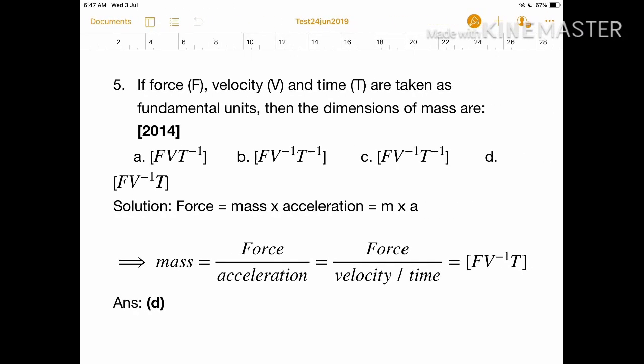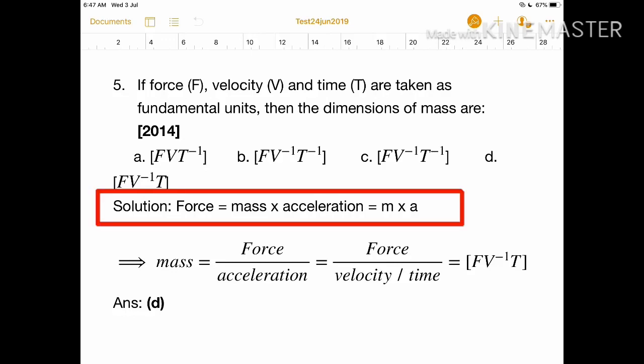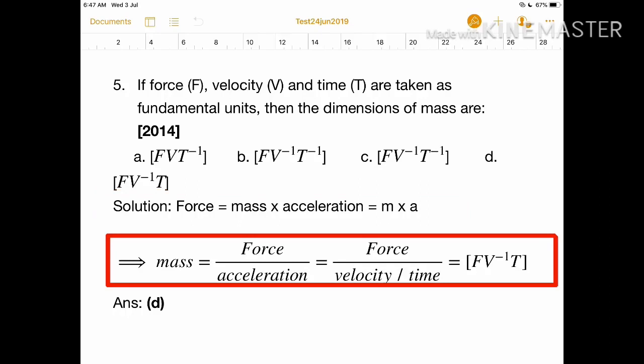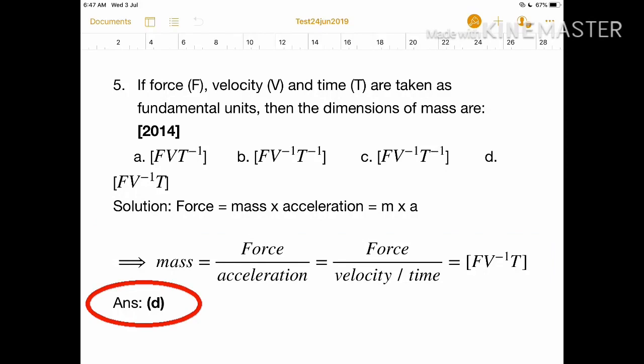If F is the force, V is the velocity, and T is the time are taken as the fundamental units, then the dimensions of mass are. The solution is direct. Force can be equated as mass into acceleration. The mass can be written as force divided by acceleration. This can also be written as force divided by velocity divided by time, which gives us F into V power minus 1 into T. So the correct answer is option D.